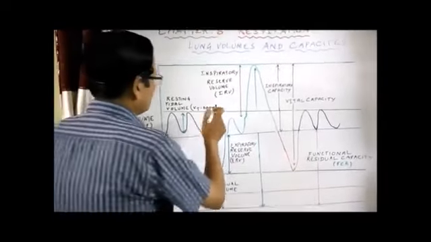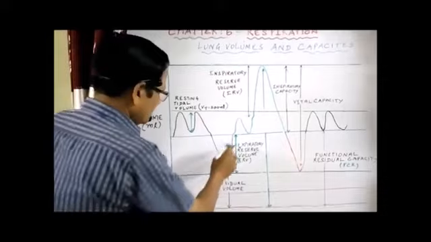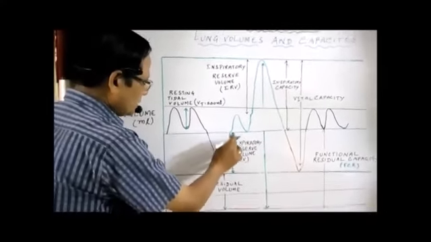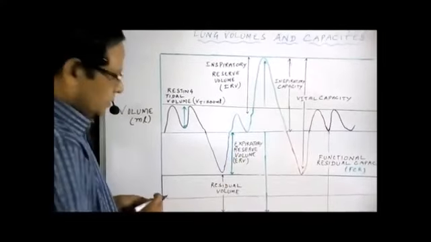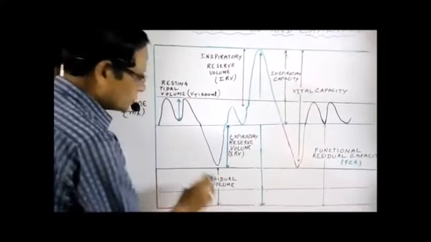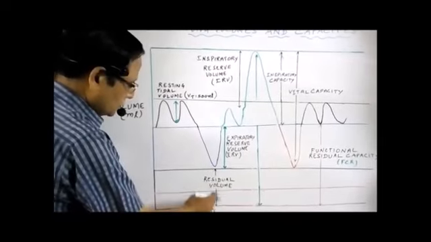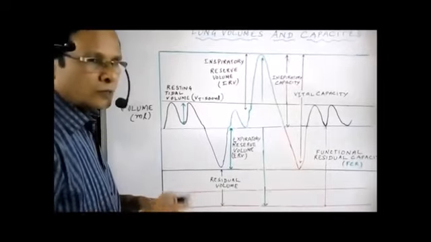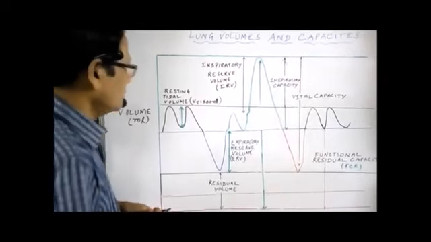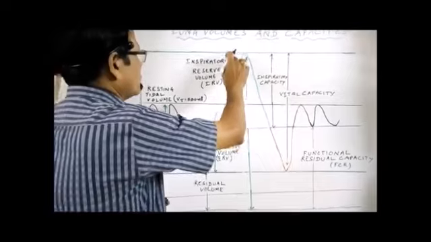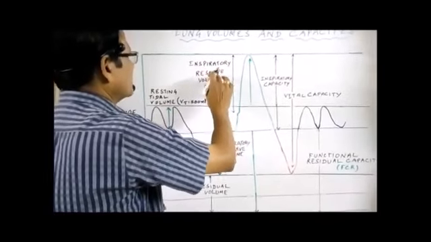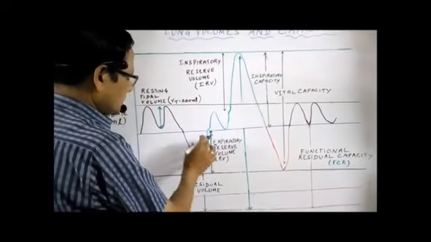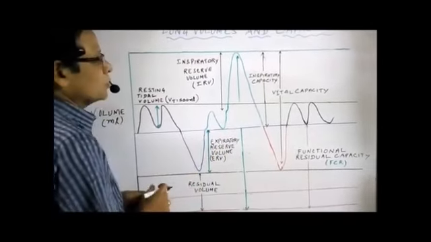This is a segment I mentioned, expiratory reserve volume. Then this segment shows residual volume, about 1200 ml. Now this upper segment shows inspiratory reserve volume, IRV. This lower segment represents expiratory reserve volume.